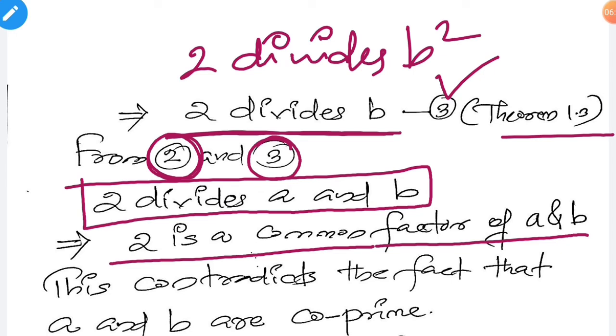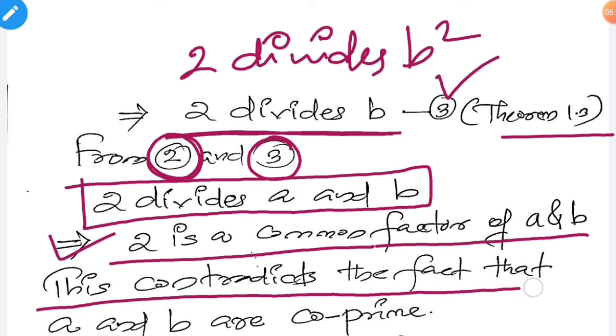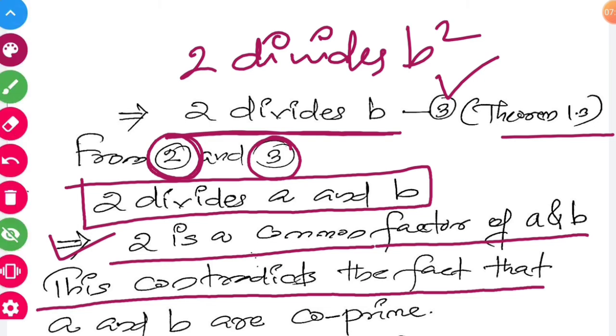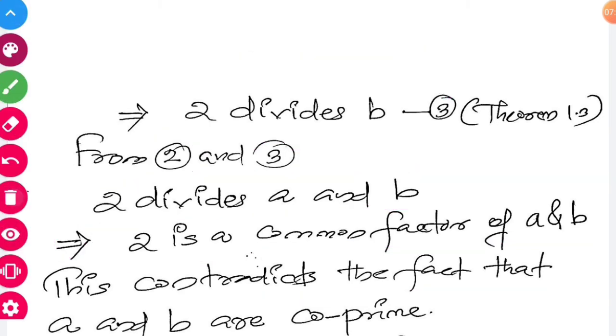We assumed that a and b are coprime. What is meant by coprime? A and b have no common factor other than 1. But here we got 2 is a common factor of a and b. This contradicts the fact that a and b are coprime, which was our assumption.